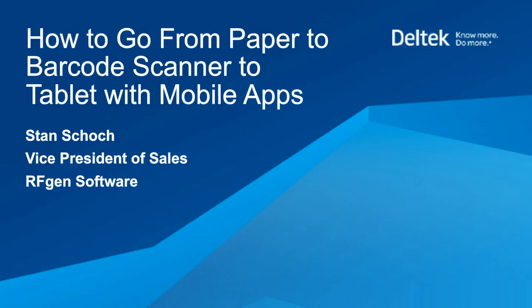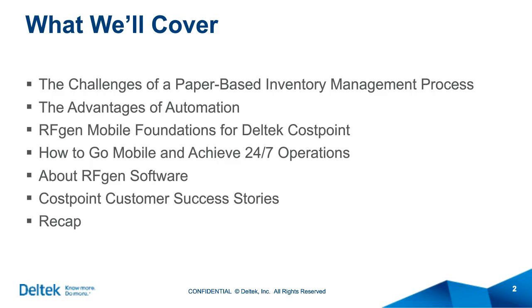And as Jay said, today's topic is how to go from paper to barcode scanner to tablet with mobile apps. In today's agenda, we're going to, first of all, take a look at the challenges people face as they run their manufacturing and distribution centers with a paper-based inventory management process.